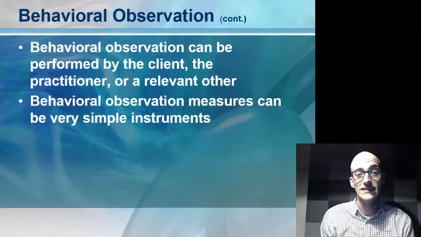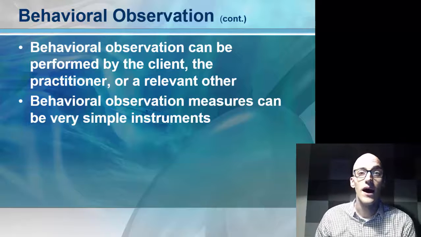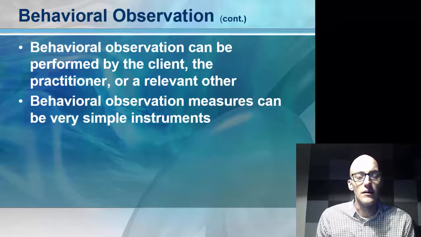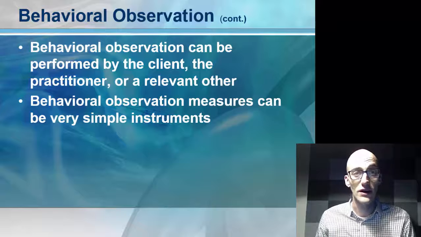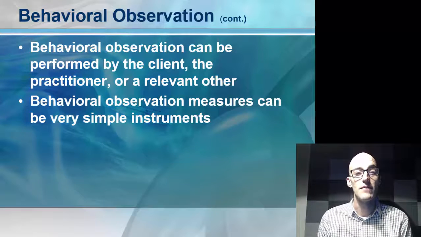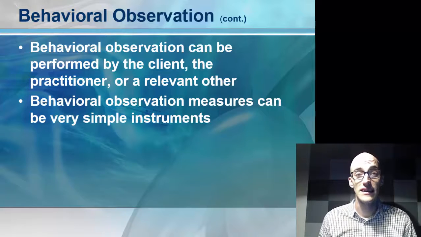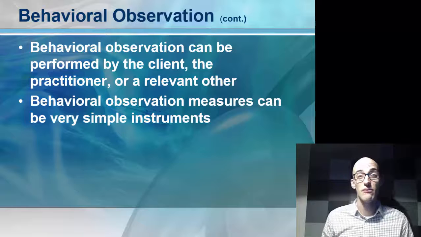So behavioral observations can be performed by the client, the practitioner, or the relevant other. So in this scenario, we can talk about having collateral observations, such as having a different family member do the observation, or a spouse or a coworker do the observation. Behavioral observations can be really simple. They can be something about just monitoring a really basic behavior, or they can be a little bit more complex.